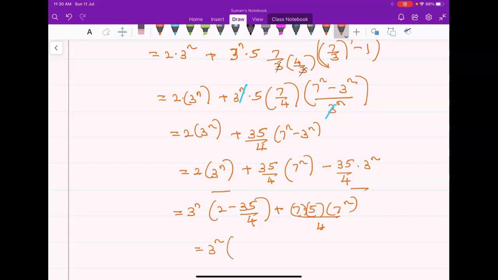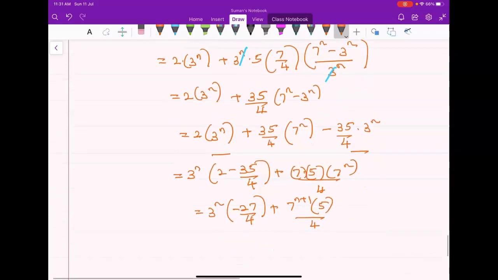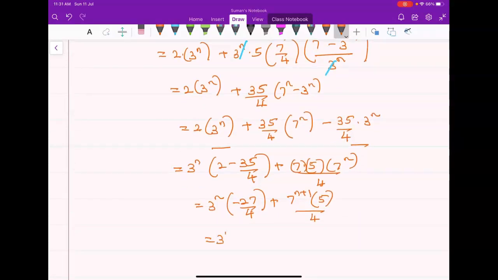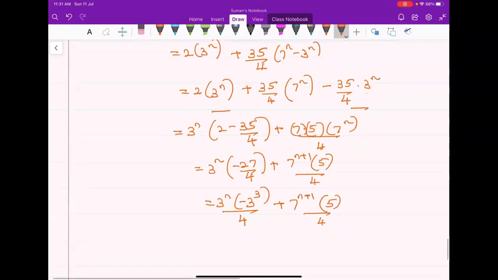So this will be 3 raised to n. This will give you minus 27 by 4 when you take the LCM. And 7 into 7 raised to n is 7 raised to n plus 1 into 5 by 4. Now what is 27? 27 is 3 cubed. So it is 3 raised to n into minus 3 cubed by 4 plus 7 raised to n plus 1 into 5 by 4. And when you simplify this, you will get it as minus 3 raised to n plus 3 by 4 plus 7 raised to n plus 1 into 5 by 4. So this would be your solution here.